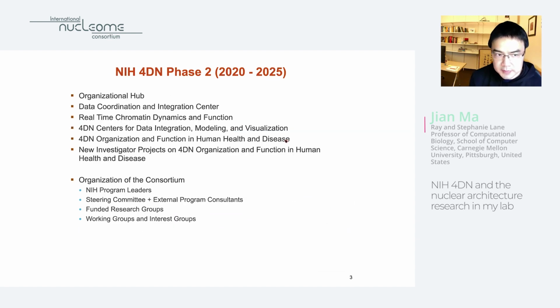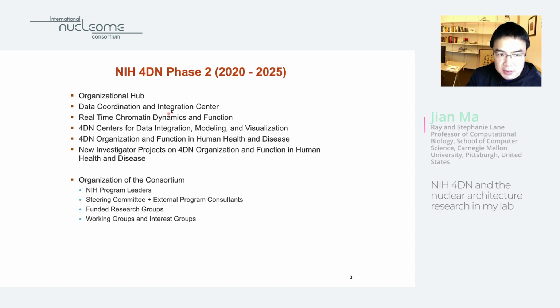For the consortium itself, the second phase started late last year, and it's going to run until 2025. These are the types of awards or grants that are being supported in the 4D nucleome phase 2. There's one organization hub that manages the communications within the consortium. It is also responsible for the outreach activities to the rest of the research community.